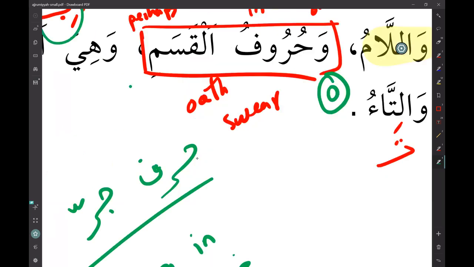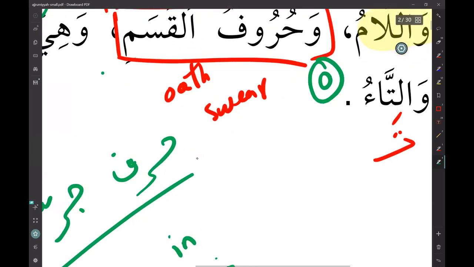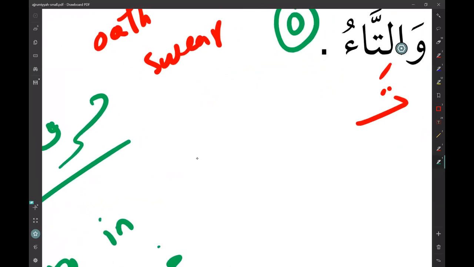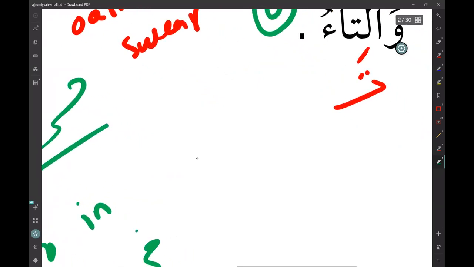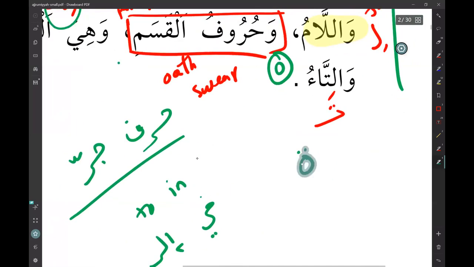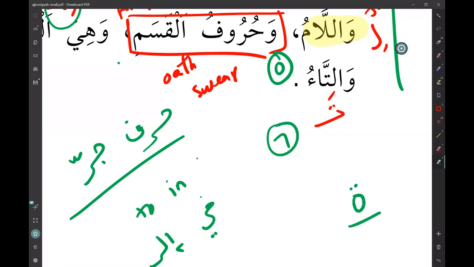Okay, clear? No, I haven't seen anyone use ta marbuta as a sign of noun, and I'll tell you why. It's a very good question because it always bothered me. You're thinking just like me. For example, this ta marbuta, it's true that if you say ta marbuta, you know what, we can add this one as a 6, but I'll tell you why they never use that as one of the signs.